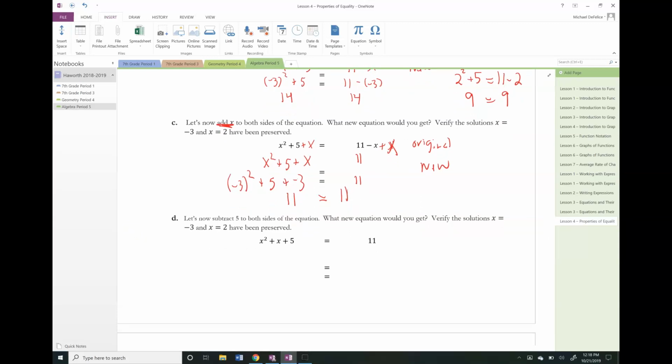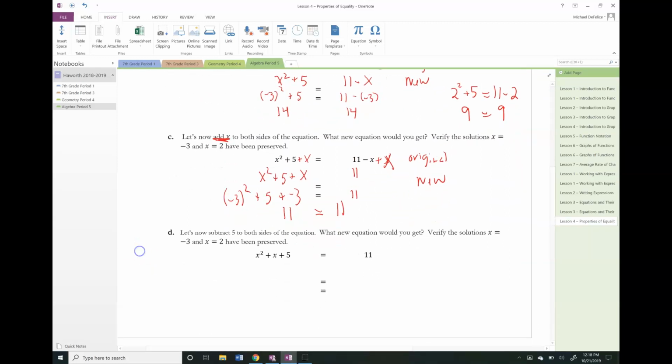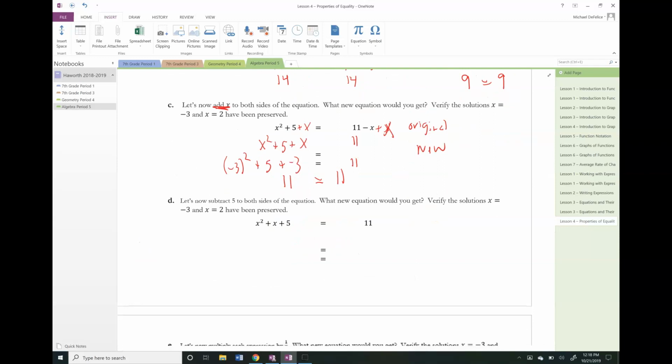Okay. So we can add a constant amount to both sides. We can add a variable term to both sides. And maybe it's obvious that we can subtract 5. Maybe it's not obvious. But I'm going to leave this one for you to do. So have support and work that subtracting 5 to both sides would keep the original answers of negative 3 and 2 the same.